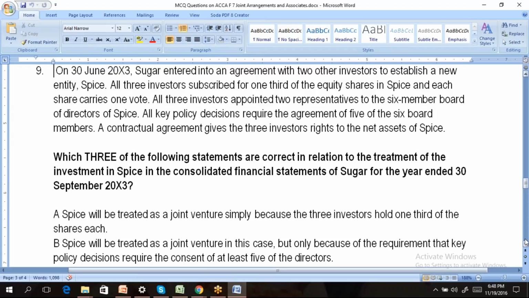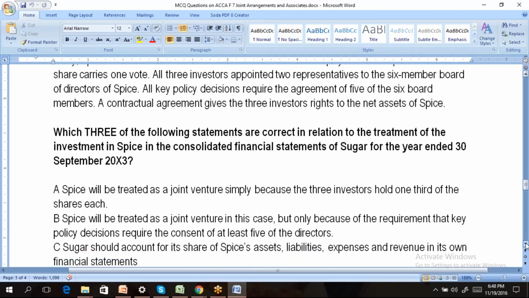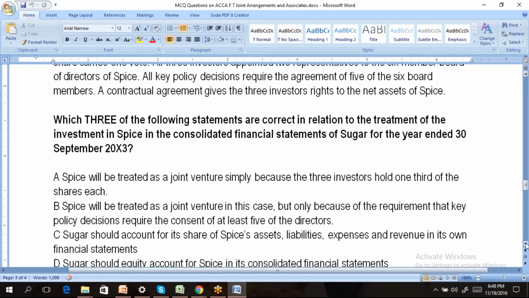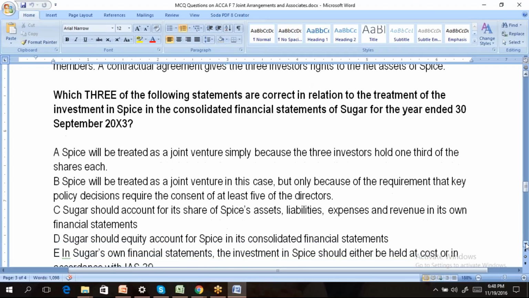Which 3 of the following statements are correct in relation to the treatment of investments in Spice in the consolidated financial statements of Sugar for the year ended 31st September 2013? A, Spice will be treated as a separate entity. So A will be one of them.